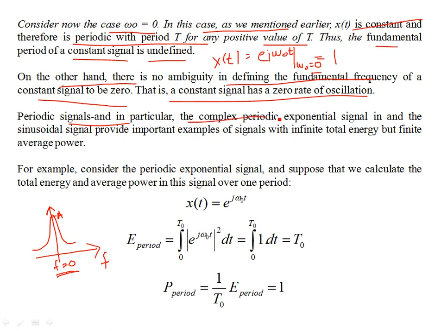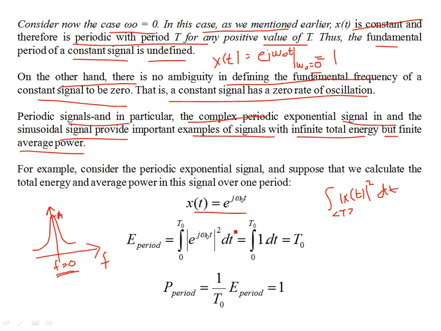Okay. So a periodic signal, in particular, the complex periodic exponential signal and the sinusoidal signal provide important examples of signals with infinite total energy but finite average power. So you recall, if you consider this complex exponential and you wish to compute the energy, you have to take the magnitude squared, and then integrate it over the interval of time where it exists. For example, if you do this in one period, this representation considers the energy of the signal in one period. You have to take the magnitude squared, dt, so that represents the energy.